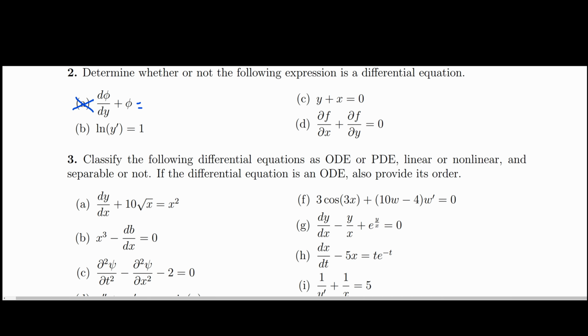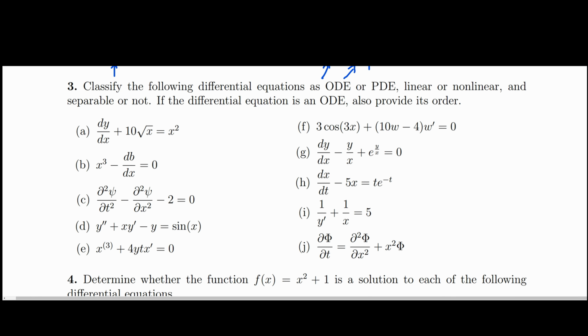For B, this is a differential equation, as it is an equation, and there is a y prime here. C is not a differential equation. Even though it is an equation, there is no derivative anywhere in this equation. For D, it is a differential equation since it is an equation, and there are two derivatives.